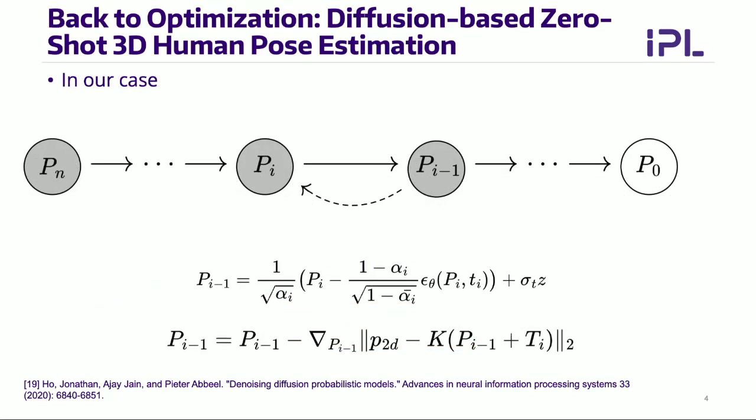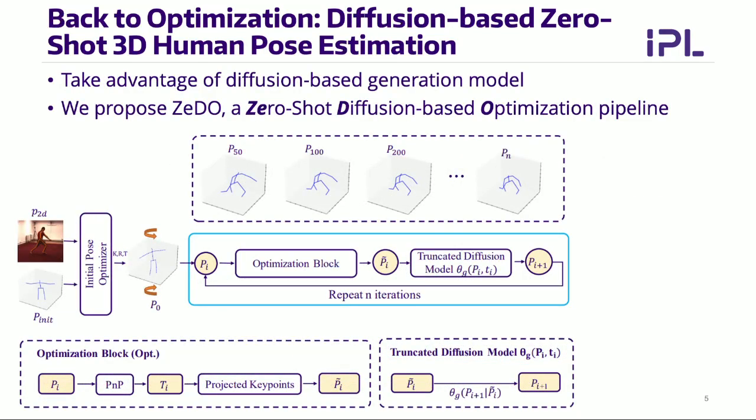In our case, we train the diffusion model using 3D human pose data. But a diffusion model can only generate random poses instead of doing human pose estimation. Therefore, we add one more term during reverse diffusion sampling. By minimizing the reprojection error, we are able to guide the diffusion model generating the correct human pose estimation results. To minimize the reprojection error, we need to know some additional information like the translation of human poses and camera intrinsic parameters. Let's introduce our pipeline.